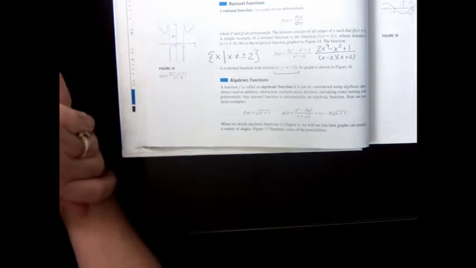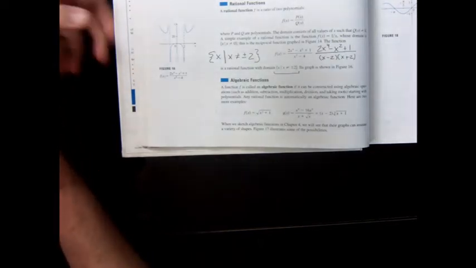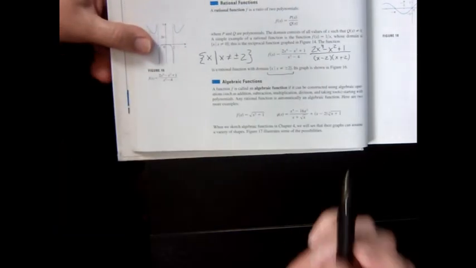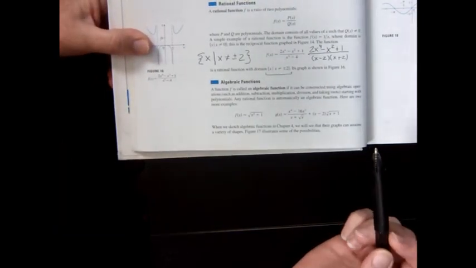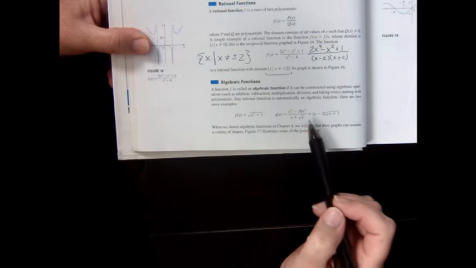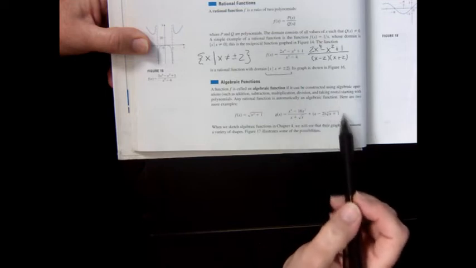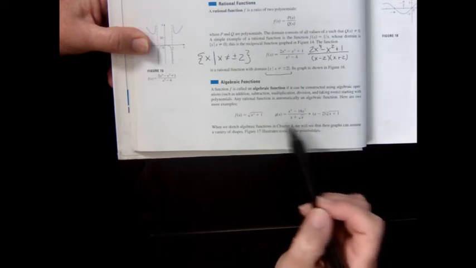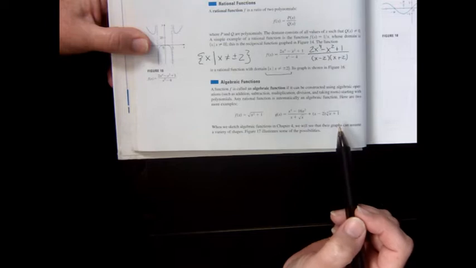Now, it often happens that we have functions that are added together, divided, multiplied. When that happens and you have more than one type, we just simply call it an algebraic function. So some of the algebraic functions, as you can see here, I have this function, it's rational. I have a root down here. I have a root over here. This all together would be an algebraic function.